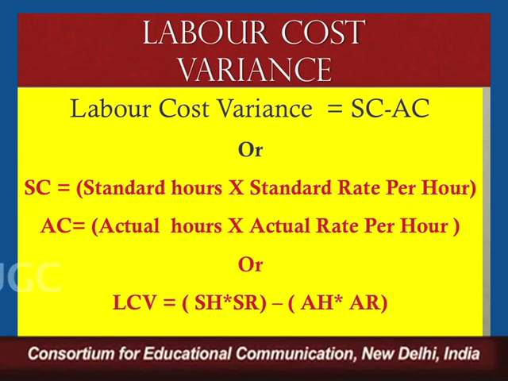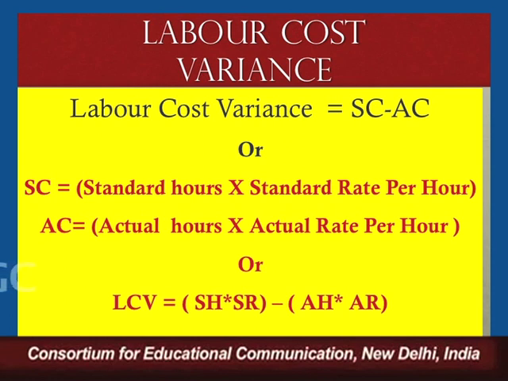We have understood the formula for labor cost variance: it is standard cost minus actual cost, which is standard labor cost minus actual labor cost. The second step is how to calculate the standard labor cost and the actual labor cost. It is quite simple. Remember, standard labor cost is always calculated for the actual output. So to compute the standard labor cost, the formula is standard hours into standard rate per hour. The standard hours are either given or we have to calculate them first, and then multiply by the standard rate per hour to calculate the standard cost.